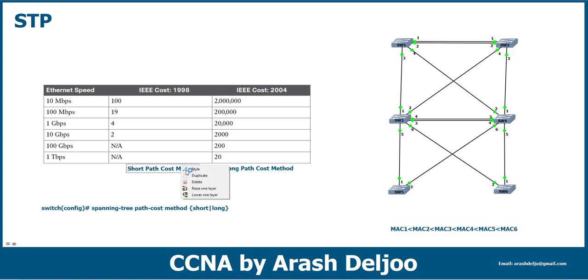When you are using STP, PVST or RSTP, the default method is the short path cost method. But when you are using MST, IEEE 802.1s, the default method is the long path cost method. If you need to find which method is being used now, you can use the command show spanning-tree summary. Look at here, show spanning-tree, then summary. Let me show you in our Packet Tracer.